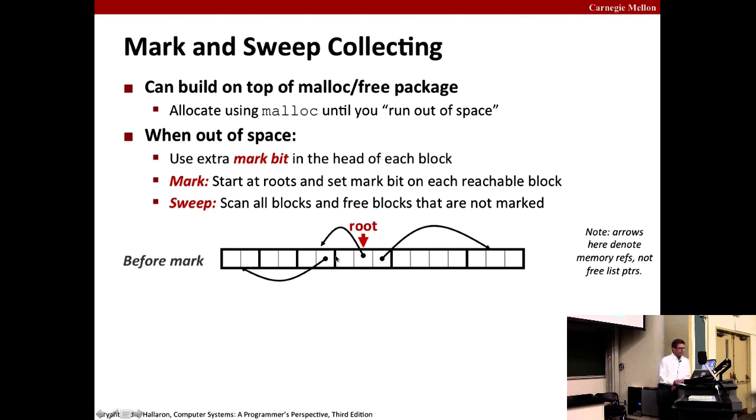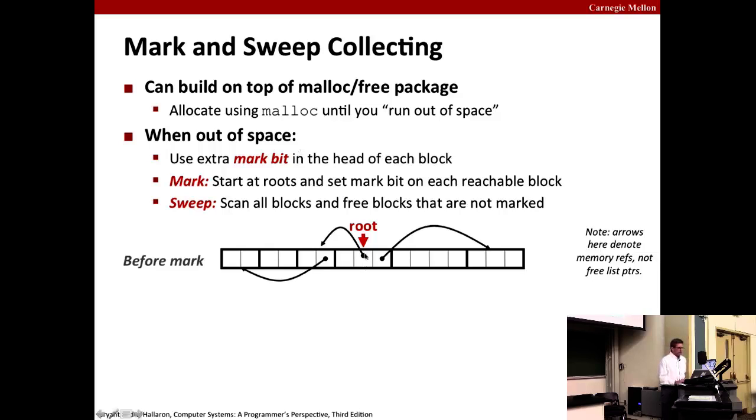Let's say that before the mark phase we have a heap that looks like this. We have a single root that points to this block, and we're always going to point to the payload of the block. It's just a convention that we use. We point to the beginning of the payload because we know that the header is one word behind it. In this case, the edges denote pointers that are contained in the block. They're not the previous and next pointers that we're maintaining. These are just pointers that the application has put into those blocks.